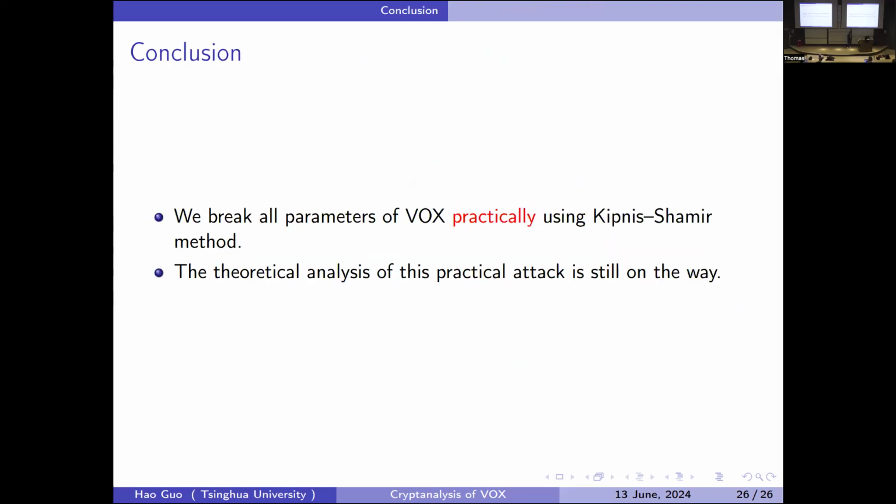Okay, so here comes the conclusion. We break all the parameters of VOX completely using cryptanalysis methods, and we think the theoretical analysis of this practical attack is still on the way. I should say that the VOX team adapted to this attack, abandoned the QR variant, and changed the name to Fox. I think the next step is to look into it and see how it works and how to attack it. And that concludes my presentation. Thank you.